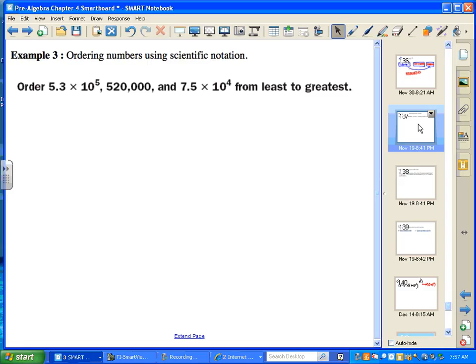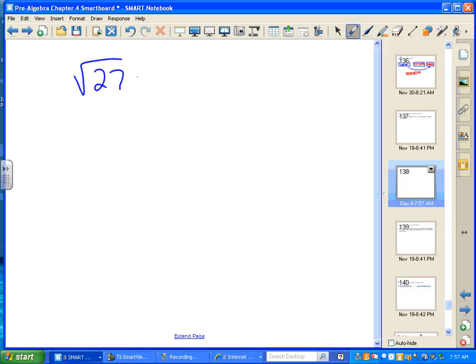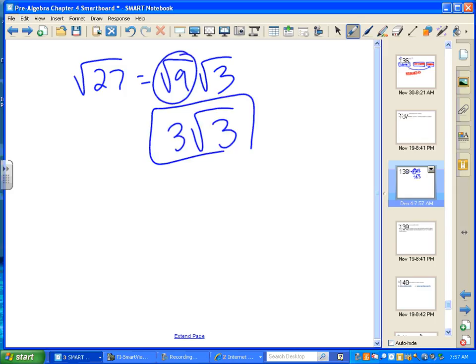For example, real quick, then we got to get moving here. If you have the square root of 27, you can change it to the square root of 9 and the square root of 3, because 9 times 3 is 27. The square root of 9 is 3. So your answer is 3 square root of 3. You don't change them to decimals. You'll learn that in a couple chapters, so don't worry about that right now.